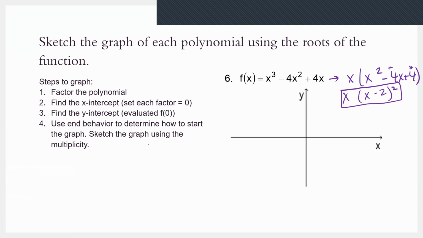Now we do exactly what we did the first time. What are my x-intercepts? I'm at 0 and I'm at positive 2. Where's my y-intercept? It's also at 0, so I don't need to worry about that.